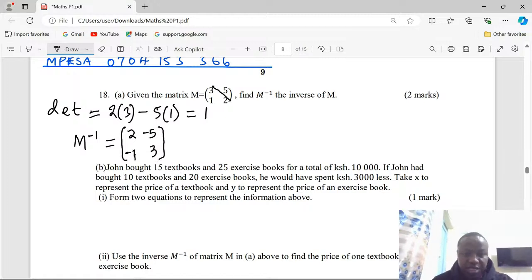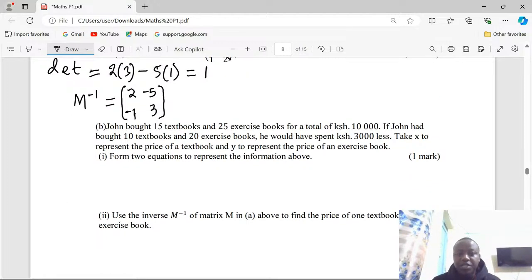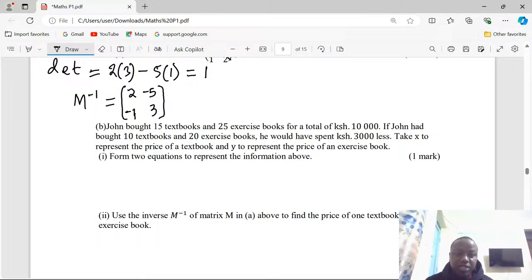John bought 15 textbooks and 25 exercise books for a total of 10,000 Kenya shillings. If John had bought 10 textbooks and 20 exercise books, he would have spent 3,000 less. Take X to represent the price of a textbook and Y to represent the price of an exercise book. Part 1. Form two equations to represent the information above.